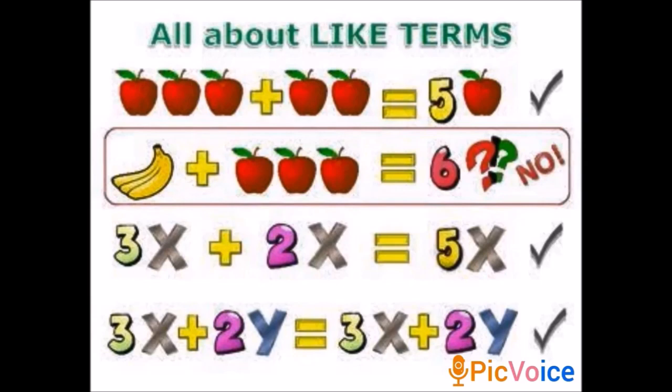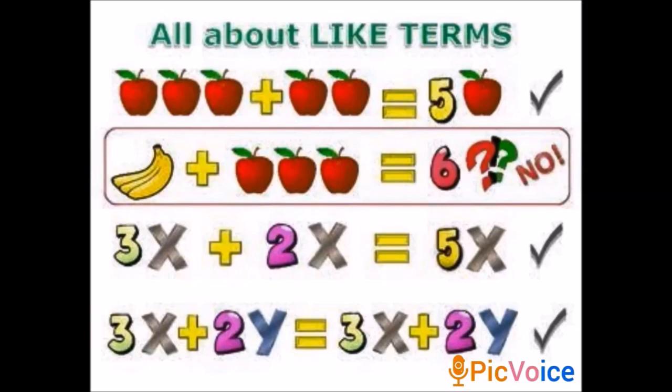My dear children, we have already discussed like terms and unlike terms. See the image, children. In the first row, you are seeing 3 apples and 2 apples. Between them, you have the symbol of plus. Since 3 apples and 2 apples are the same kind of fruit, that is, both are apples, we can combine them. So totally we have 5 apples. So in the answer part you are having 5 apples.